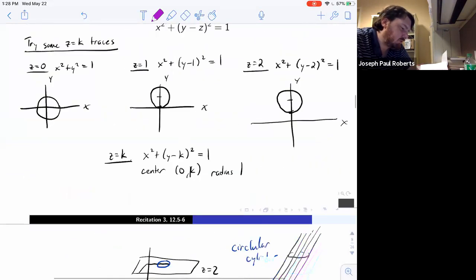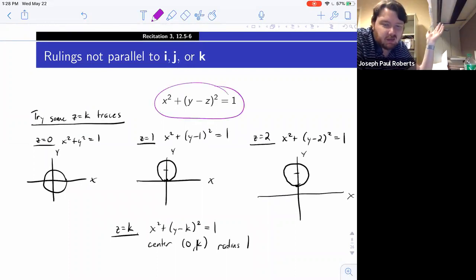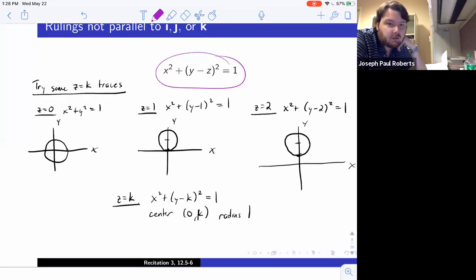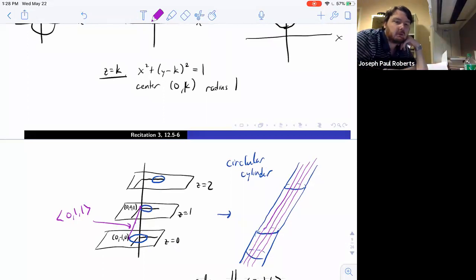And that just goes to show you the real power of traces. We have this complicated looking equation. Good God, I got y minus z there. What's that going to end up doing to our surface? But if you just start plugging in different numbers for z, you start to see the pattern, and then you can understand that your cross sections are just circles that are shifting as you increase z. All right.